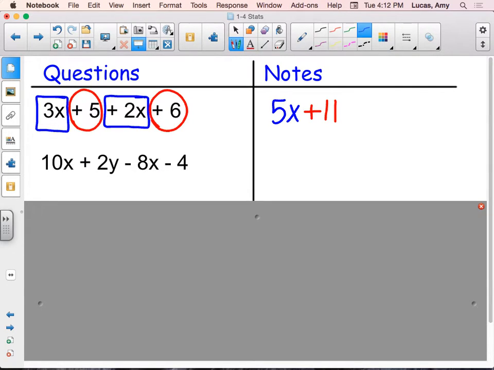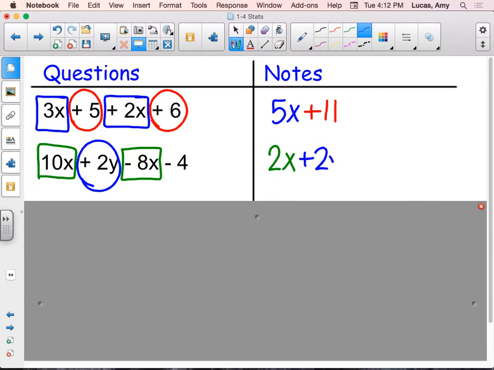Okay, the next one. I have a 10x and I have a minus 8x. If I combine those, 10x combined with the negative 8x, or 10x minus 8x, 10 minus 8 is 2, so I would have 2x. Then I've got this 2y that's kind of hanging out by itself. It doesn't have any like terms. And I've also got this negative 4 without any like terms.